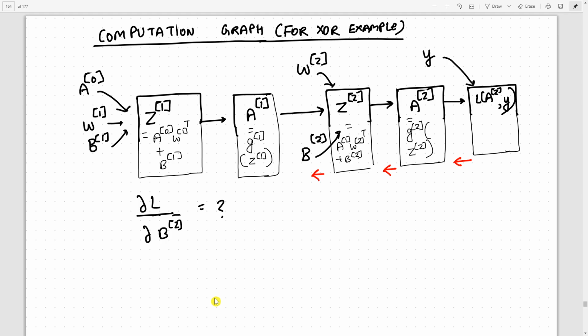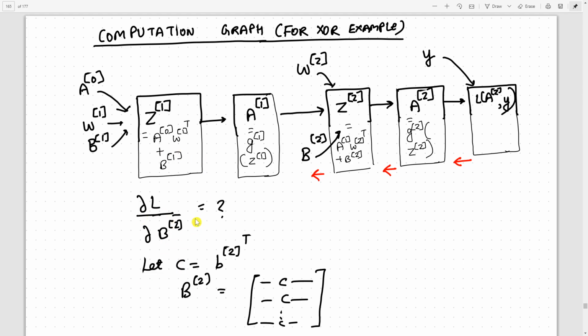So we want to compute del L with respect to del B2, and we can again apply the chain rule here. Even before applying the chain rule, let's just remember what capital B2 was. If you remember, we first computed B2 transpose, where B2 is basically the bias terms for all the nodes in layer 2. We take a transpose of that and let's just call it C. So B2 is basically just a repetition of C n times, where n is the number of examples. If you don't remember this, please go back to the discussion where we were discussing small b, capital B, etc.